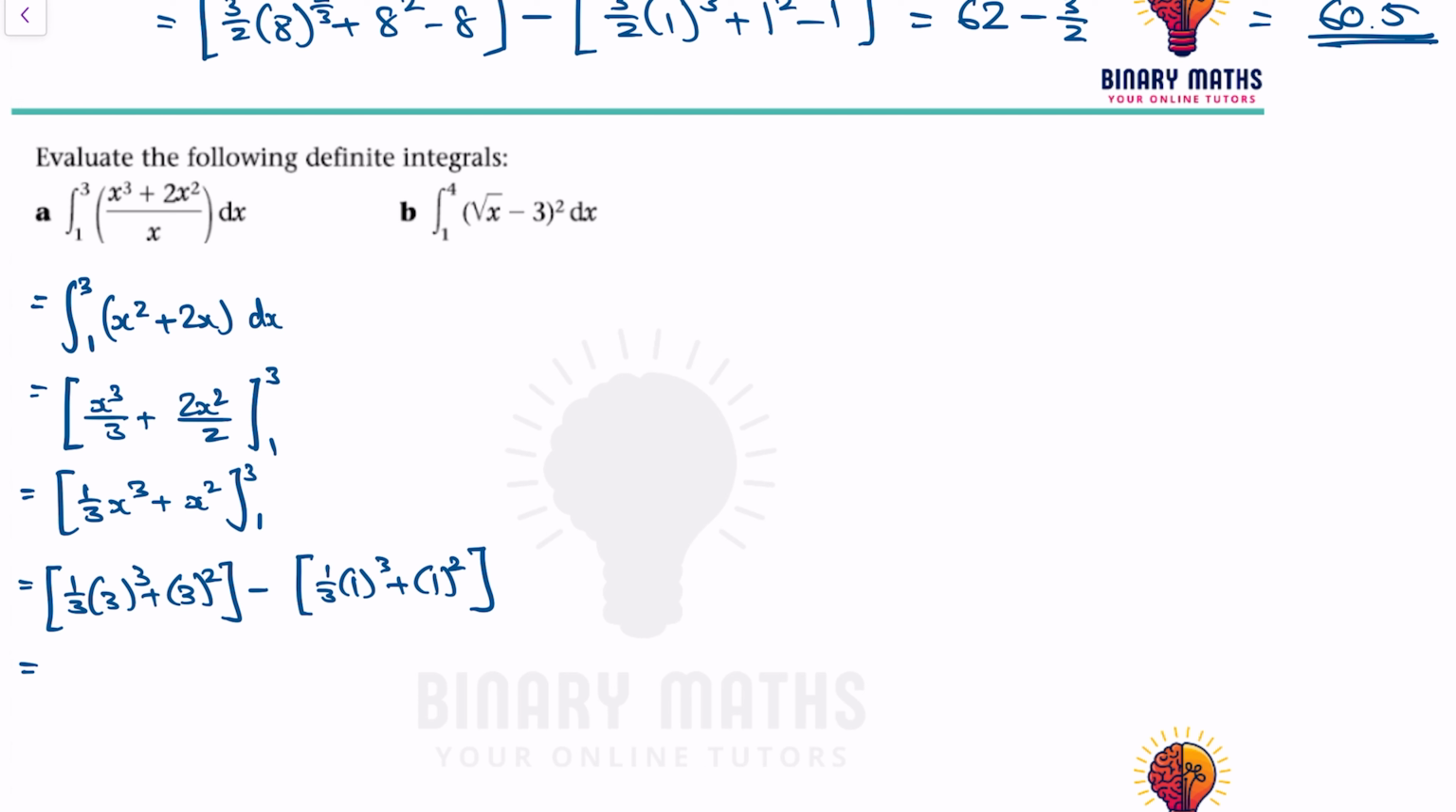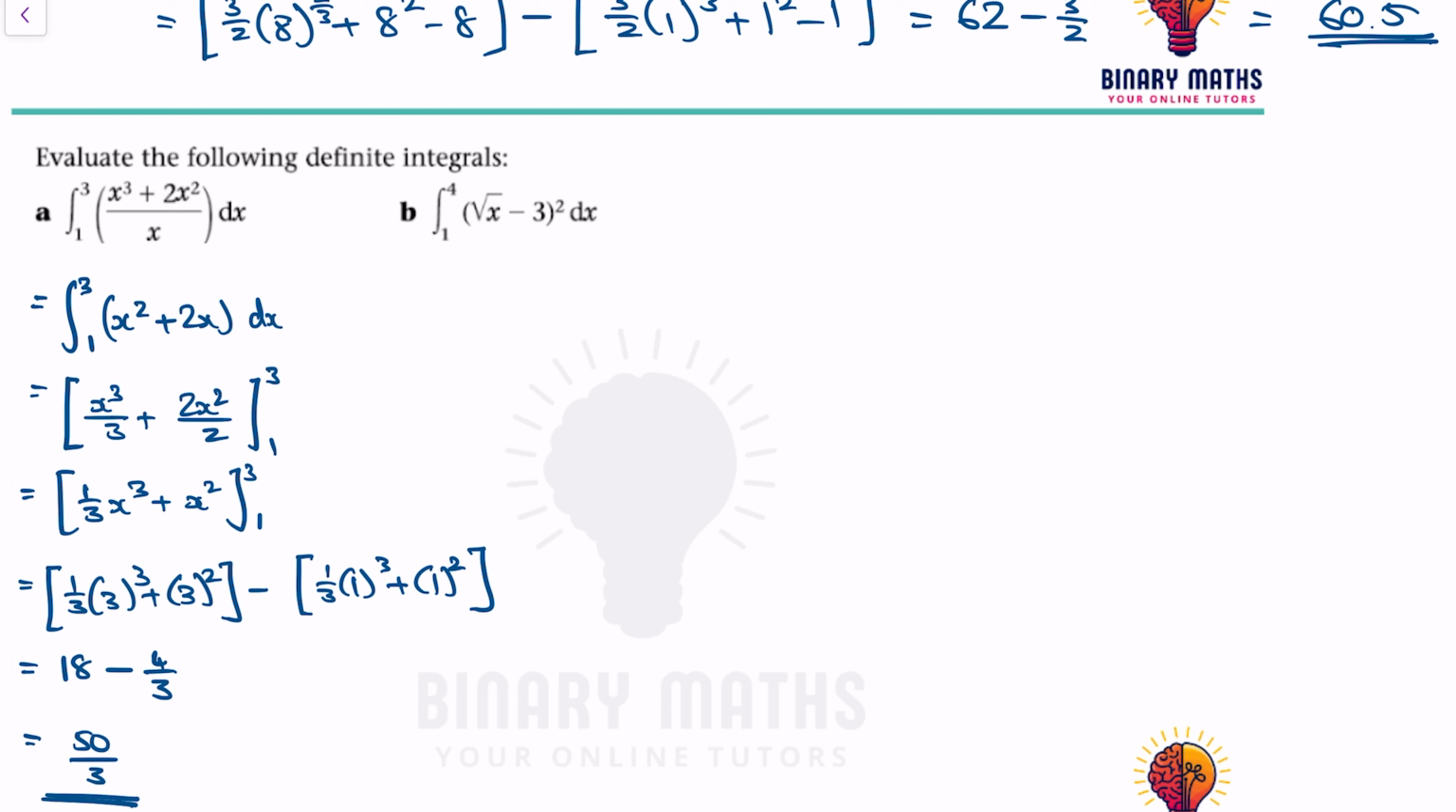Okay, so 27 divided by 3 is 9. 9 plus 9 is 18. 18 take away 4 over 3 is equal to 50 over 3. So that's my answer to part A.